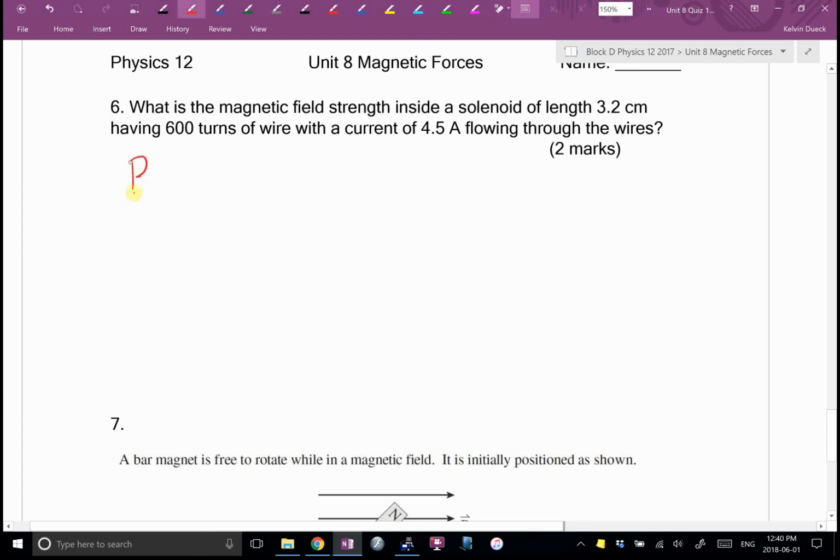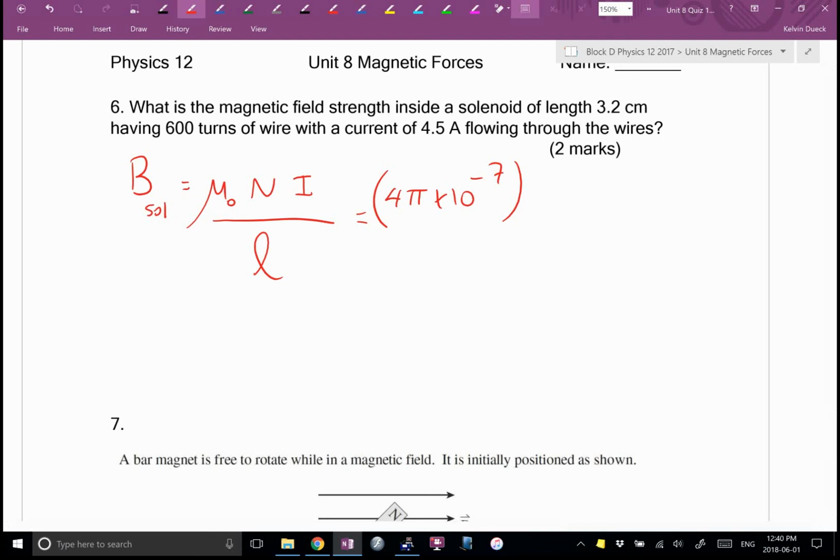So B from a solenoid is mu naught N times I over L. Is that correct? I'm going from memory, but I think that's right. Yeah. And mu naught, the permeability of free space, what a great name for a constant, is 4 pi times 10 to the negative 7. This is where we said some of you may have found that you had to type pi 4 instead of 4 pi.